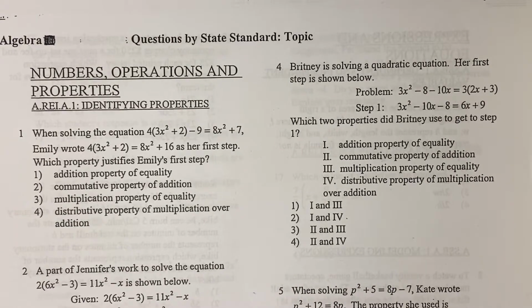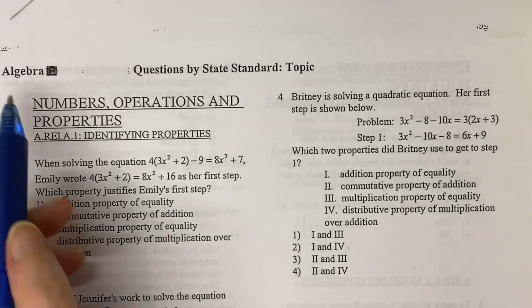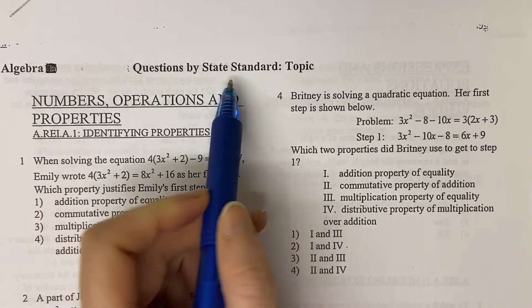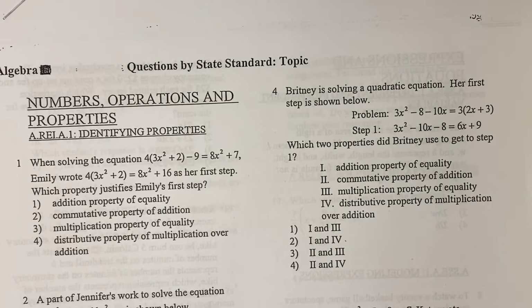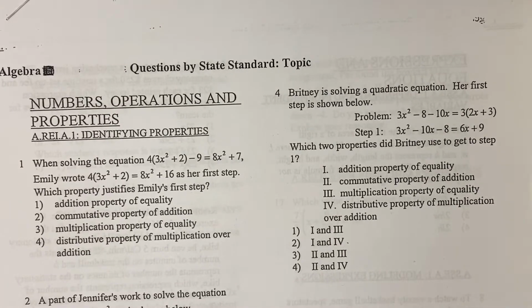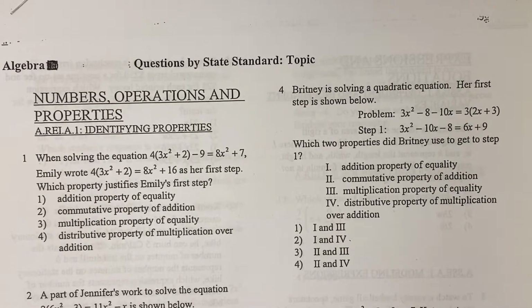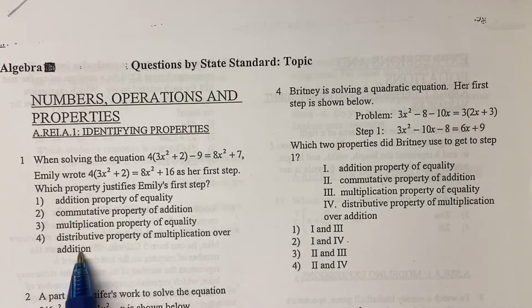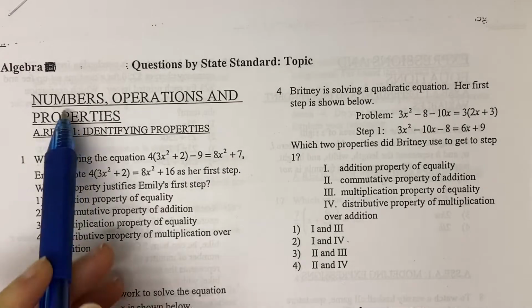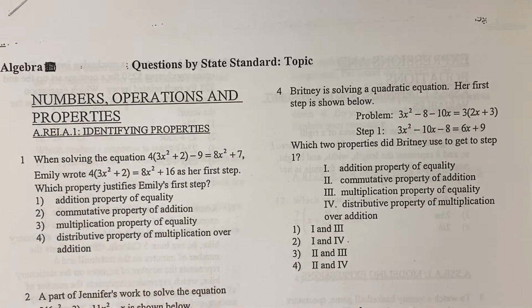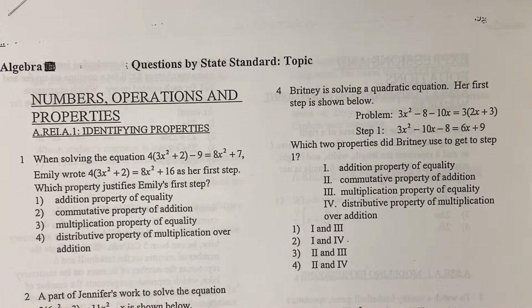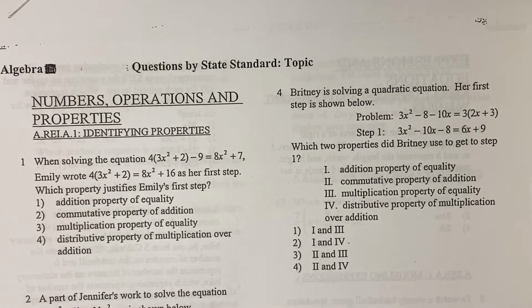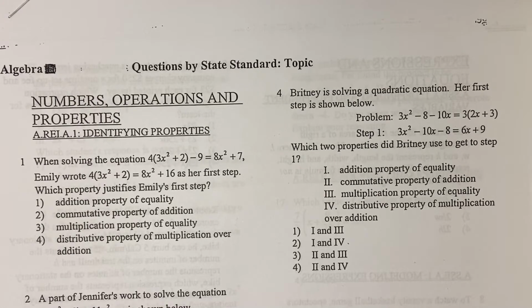I'm going over the packet problems from this algebra packet that was given out on March 13th, before all this started happening. So we're gonna go over problems 1 and 4 today. First, we're gonna go over problem 1. This is numbers, operations, and properties, which was basically what we covered in maybe the first week of quarter 1. So it was a really, really long time ago, and you may not remember it, and that's okay.